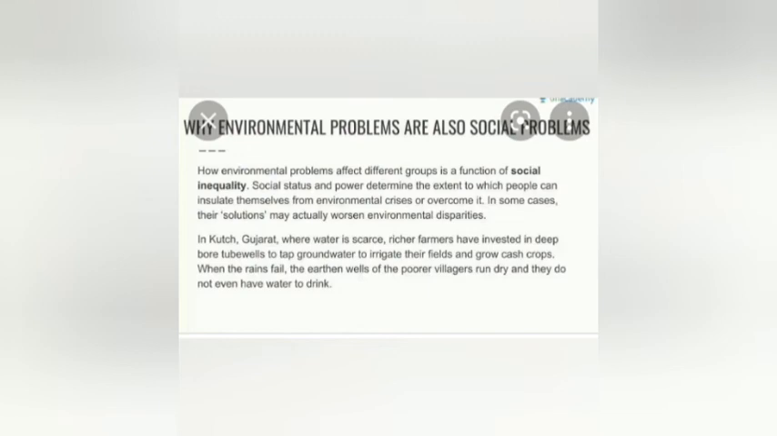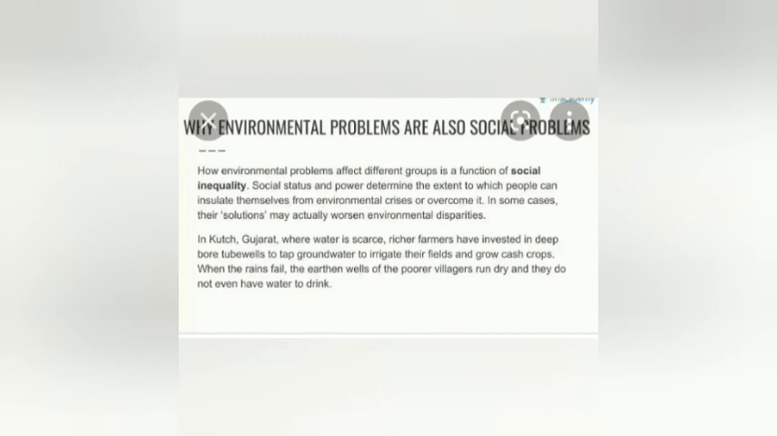And the last is why environmental problems are also social problems. How environmental problems affect different groups is a function of social inequality. Social status and power determine the extent to which people can insulate themselves from environmental crisis or overcome it. In some cases, the solutions may actually worsen environmental disparities.